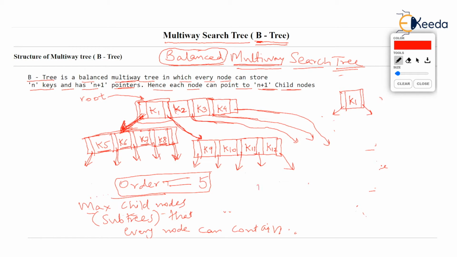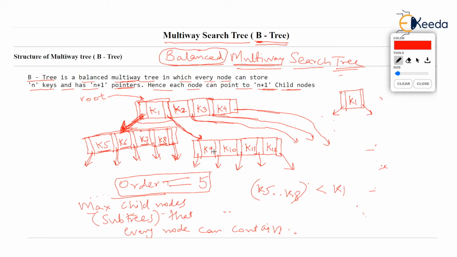So K5 to K8, all these keys are always less than K1. So keys which are stored to the left of K1 are less than K1. Okay, observe these keys now.